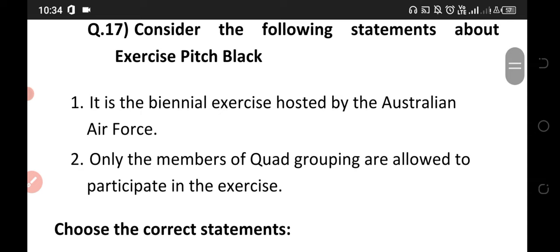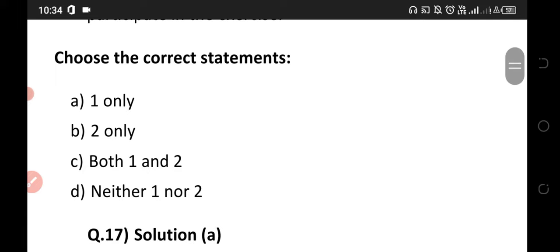Exercise Pitch Black. It is a biennial exercise hosted by the Australian Air Force. Only the members of the Quad grouping are allowed to participate in this exercise. Pitch Black. Which are correct? I think A is the right answer.